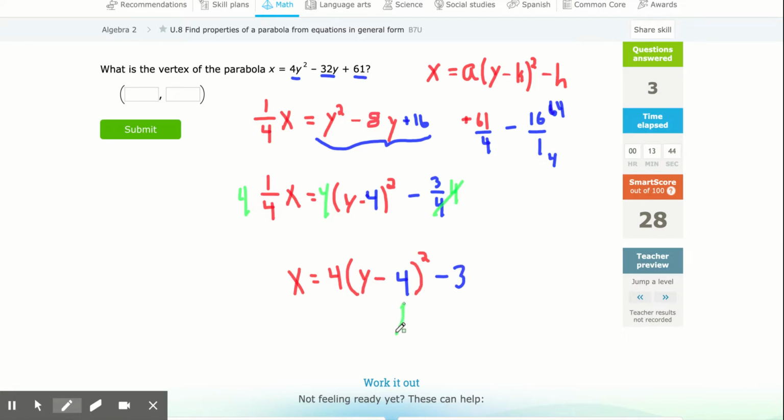Now I can see my vertex. Just remember, though, that inside the parentheses is the y value of our vertex. On the outside is the x. So our vertex is going to be negative 3, positive 4.